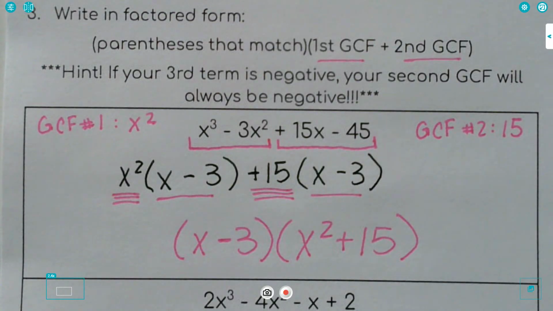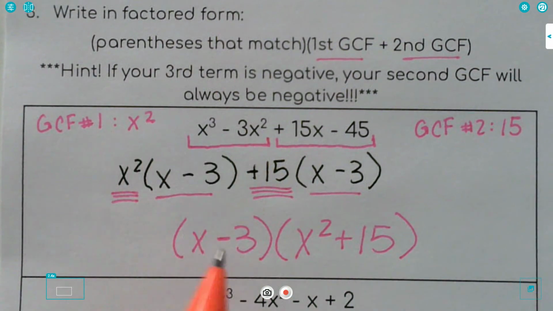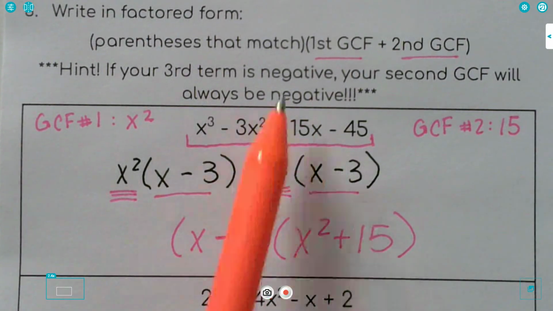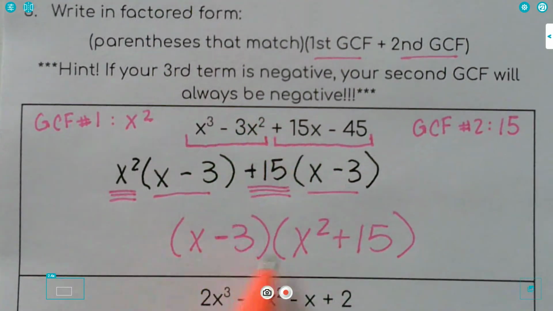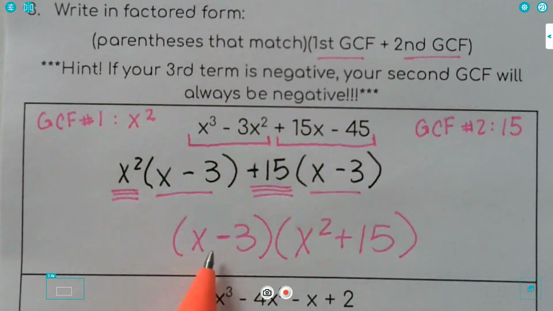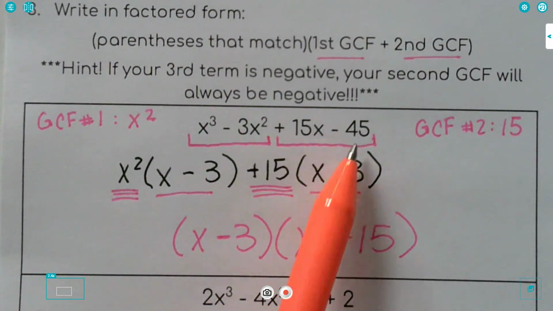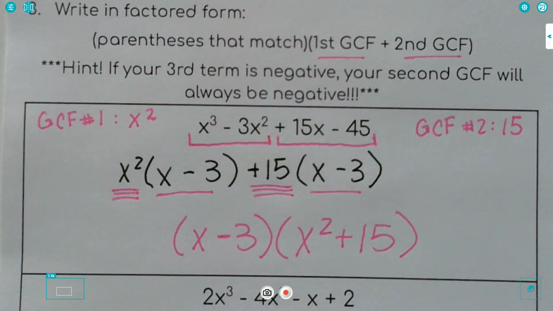Any questions so far? Okay, if I were to multiply this out with a 2 by 2 box, I would get my answer. I would have x times x squared is x cubed. X times 15 makes my 15x. Negative 3 times x squared is my negative 3x squared. And negative 3 times 15 makes my negative 45. So I could multiply it back out and check my answer.